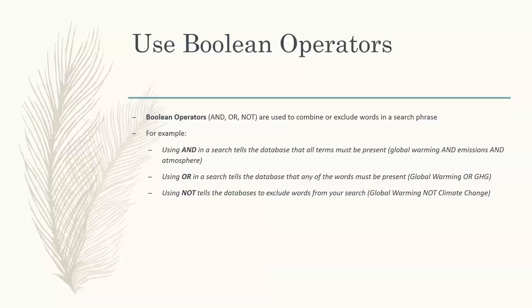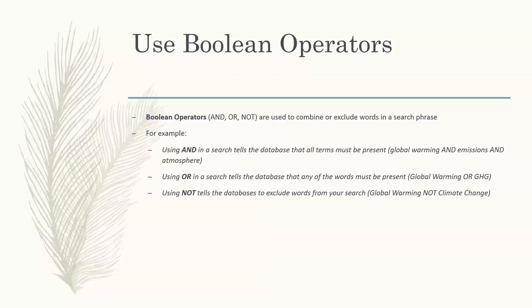Boolean operators, the and, or, not, are used to combine or exclude words in a search phrase. For example, using and in a search tells a database that all terms must be present. I should say Boolean operators work with almost any database that we have here at the library. So an example I've used here, global warming and emissions and atmosphere. The database knows then that I want results that have a combination of global warming and emissions and atmosphere.